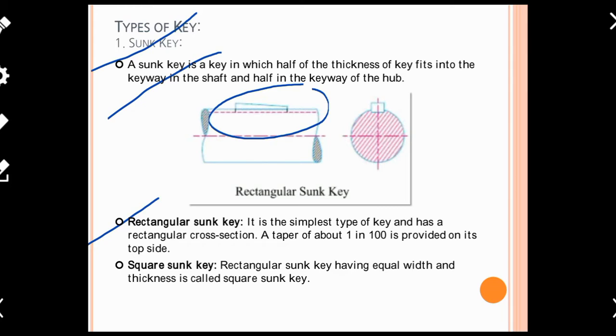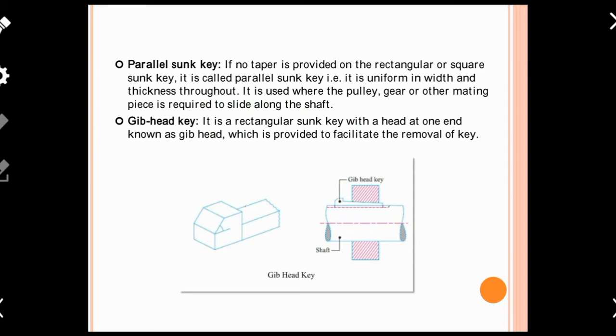Then a similar kind of key to learn is the square key. All categories and characteristics remain the same except the cross-sectional area of this type of key. Basically this type of key has a square cross-section, that means the width and height are equal in this type of sunk key.